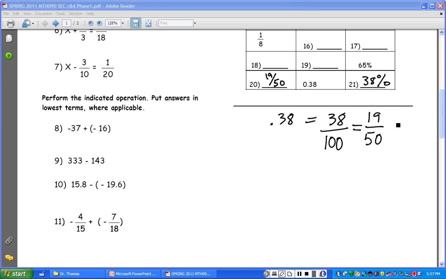So don't forget that you need to put your answers in reduced form, and you need to understand the rules for this section, and you need to be able to work with fractions and find the LCD. So that concludes the second part of the review session for section C of the readiness exam.